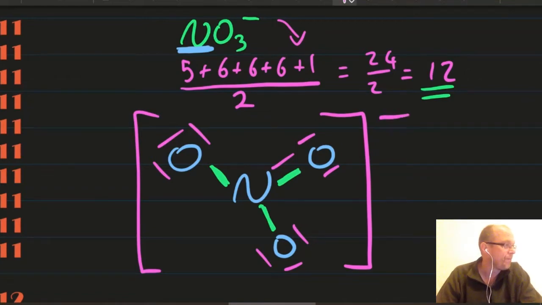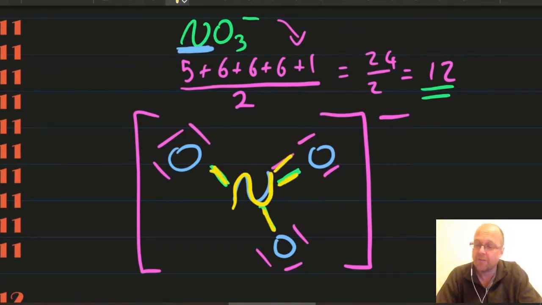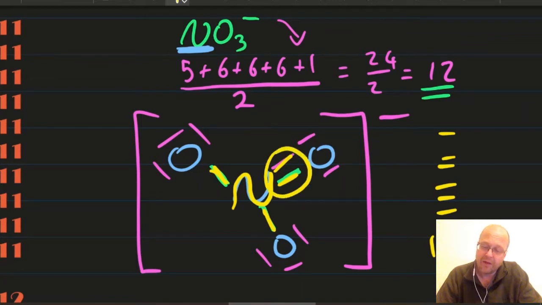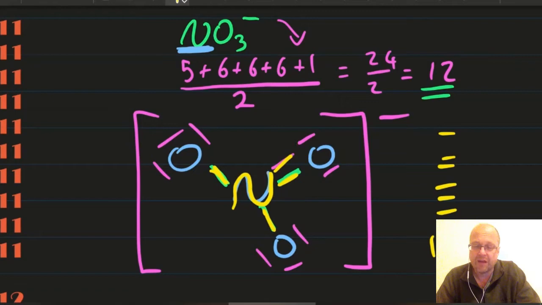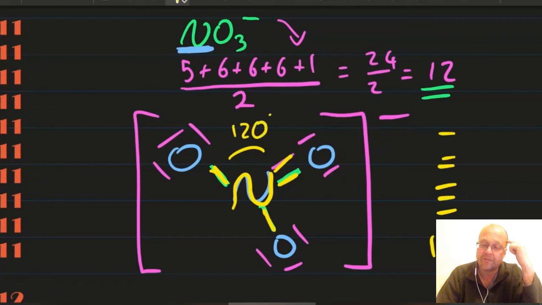So what shape is that? Well, it's trigonal planar. So how is it trigonal planar? The central atom has 3 electron domains. An electron domain is a single, a double, a triple, or a lone pair. So for this nitrogen, this electron domain, that electron domain, and that electron domain, they're going to try and get as far away from each other as possible. Like the 3 annoying kids in my class, I try to sit them as far away from each other as possible at the points of an equilateral triangle. So trigonal planar, and that's going to be 120 degrees.